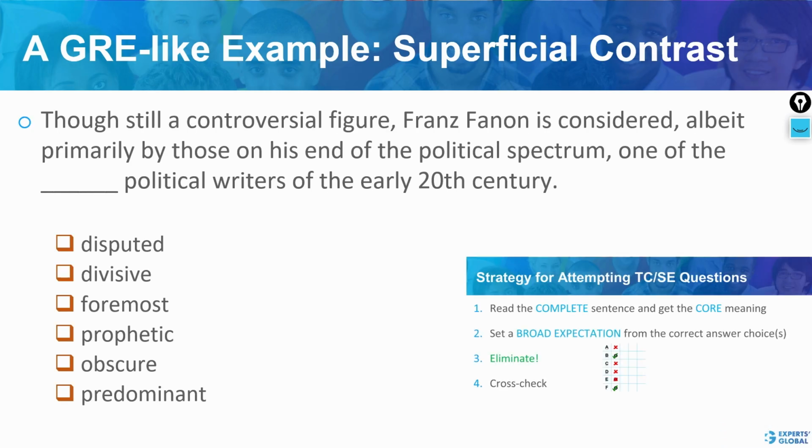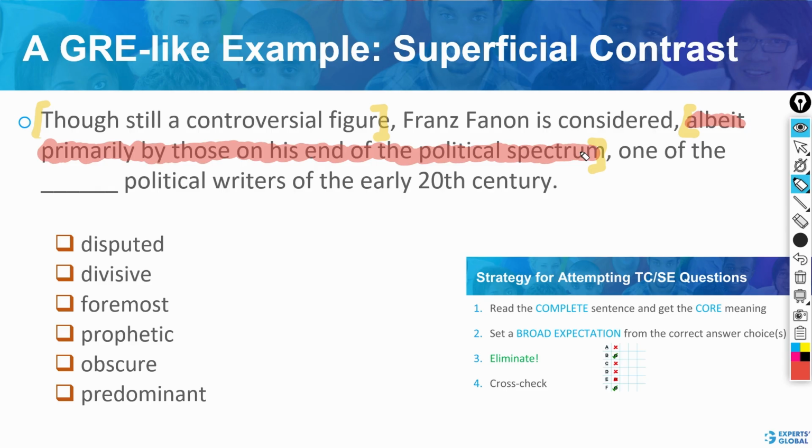Here is the correct 4-step approach. Please pause the video and solve this question. You see two contrasting phrases here. This is one contrasting phrase, and then one more contrasting phrase here. This second phrase here has no active role to play in the sentence. It is here only to add to the complexity of the sentence.